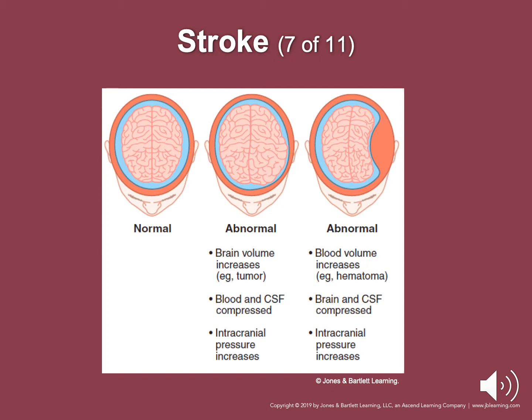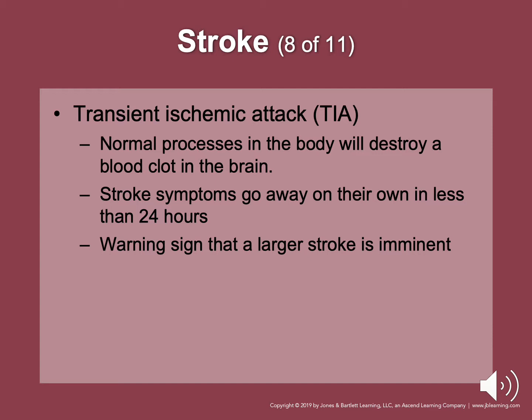All right, TIAs. In some patients, normal processes in the body will destroy a blood clot in the brain. Blood flow is restored to the affected area, and the patient regains use of the affected region of the body. Stroke symptoms go away on their own in less than 24 hours, sometimes called mini strokes. TIAs are still an emergency. It may be one sign that a larger full-scale stroke is imminent. All patients with TIA should be evaluated by a physician. Sometimes this is hard, but you need to let these patients know that this is one sign that a larger stroke could be coming.